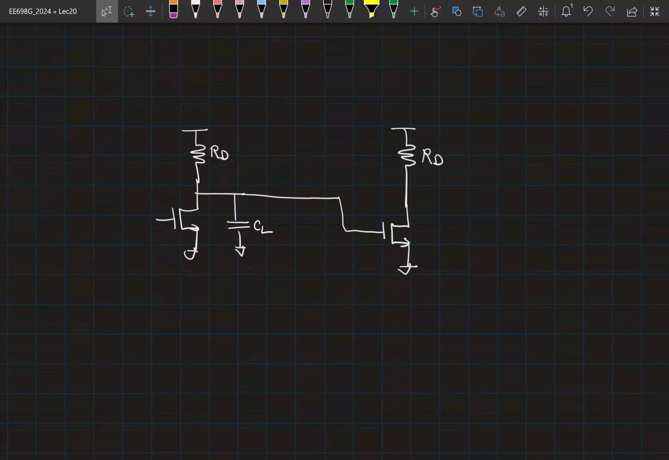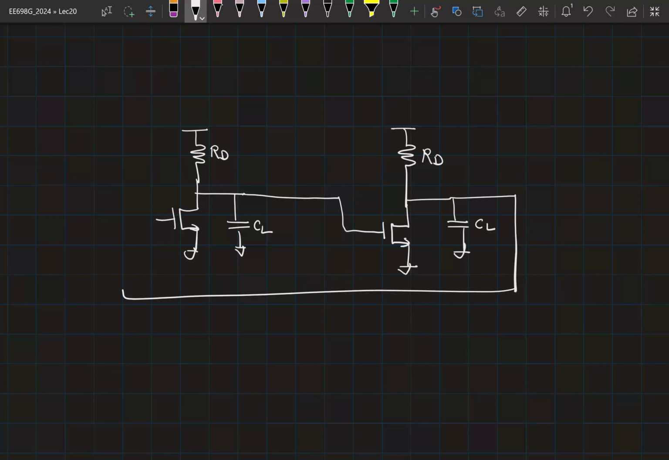So I took two of these stages and I connected it from output to input. Can this oscillate? Feel free to discuss and let me know. One stage is providing 90 degree. Overall it is 180 degree. Everybody agrees, can this oscillate?